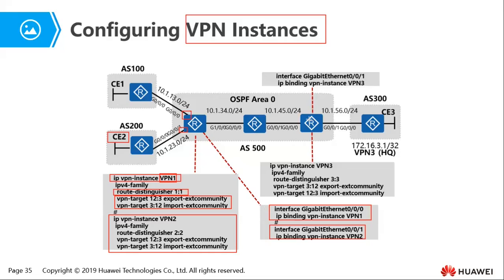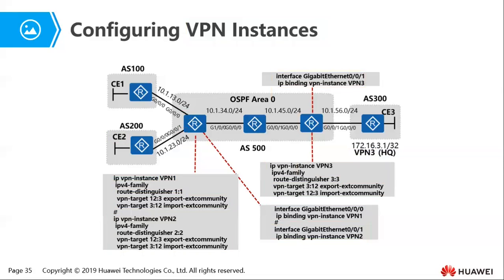Let's look at PE2 here. PE2 is connected to the headquarters, which has a VPN3. So again, we create VPN3. Then we do a route distinguisher and a VPN target, export and import. Then of course we bind that VPN to that particular interface. So we go into that interface, then we use the command ip binding vpn-instance VPN3.